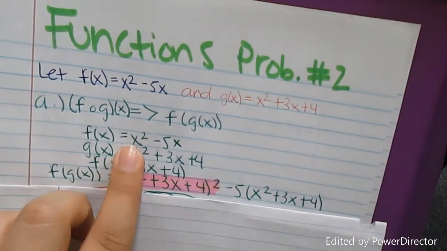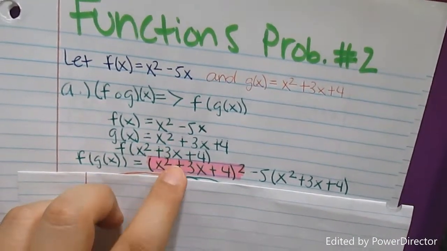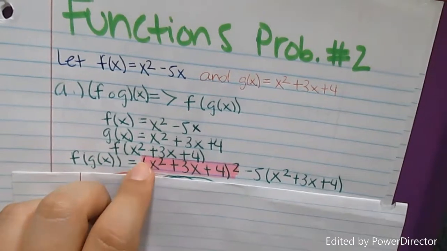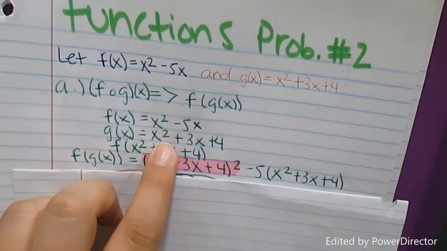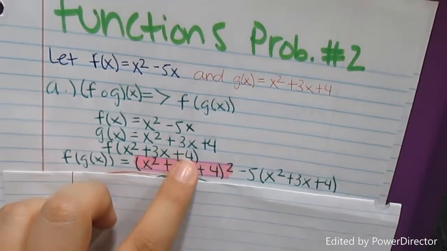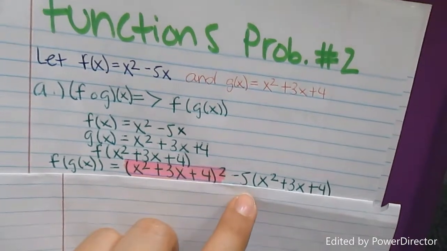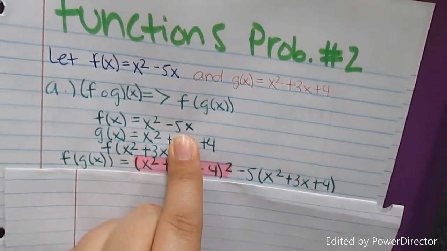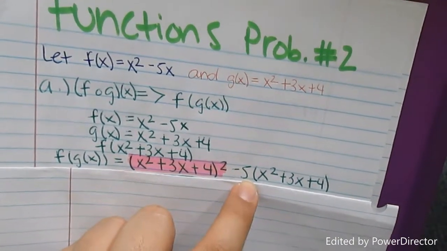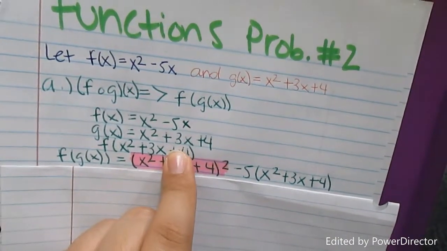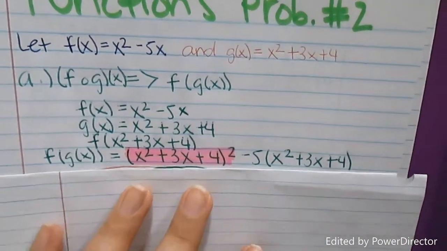So right here you see you have x to the second. Now instead of writing x to the second down here, you would write in parentheses x to the second plus 3x plus 4, because that's the equation of g of x. And then you would close the parentheses, and that's squared. And then over here, since you have minus 5x, what you would write is minus 5, and then in parentheses the equation of g of x. So there you have that.